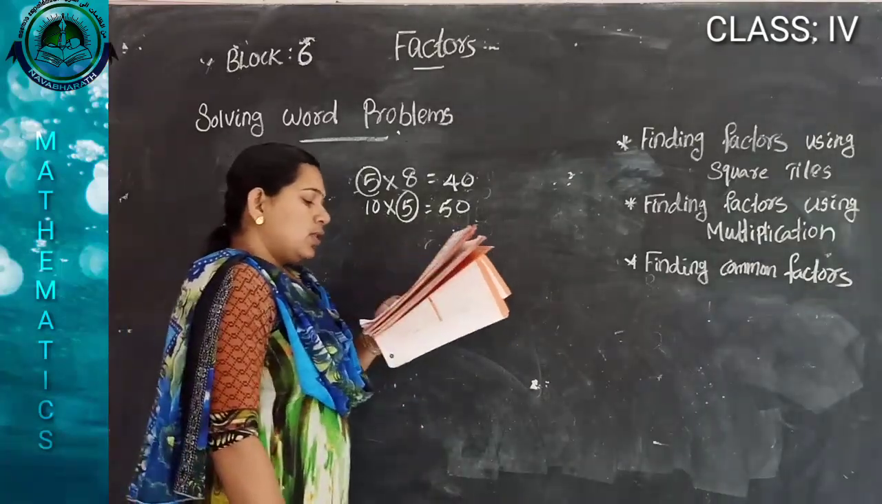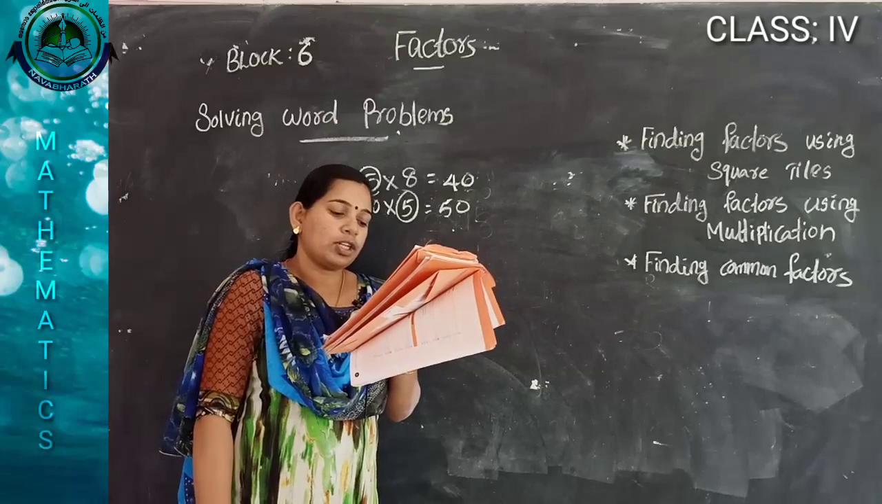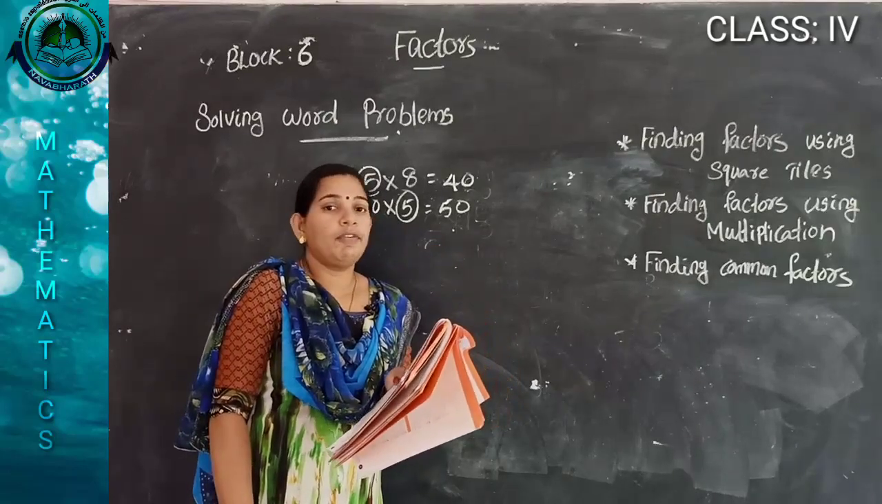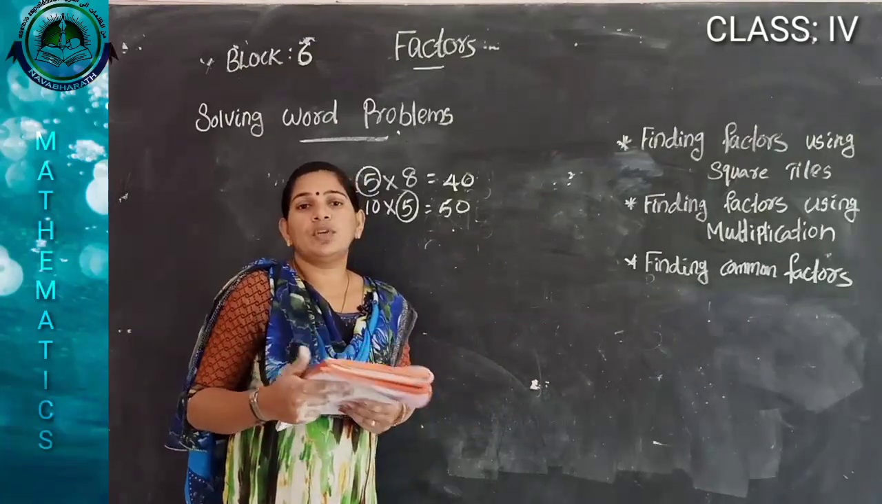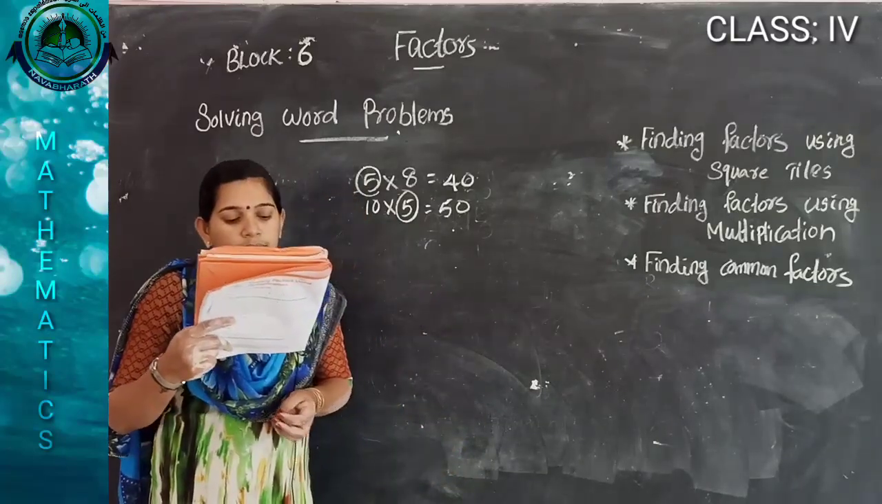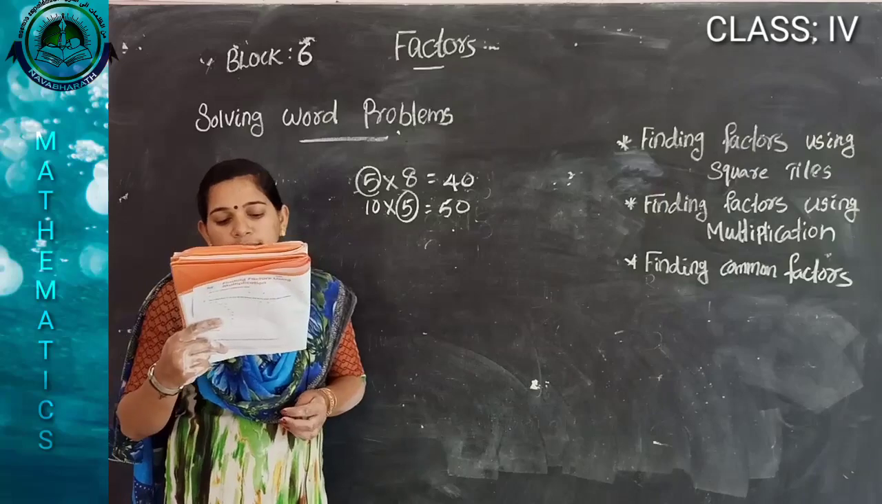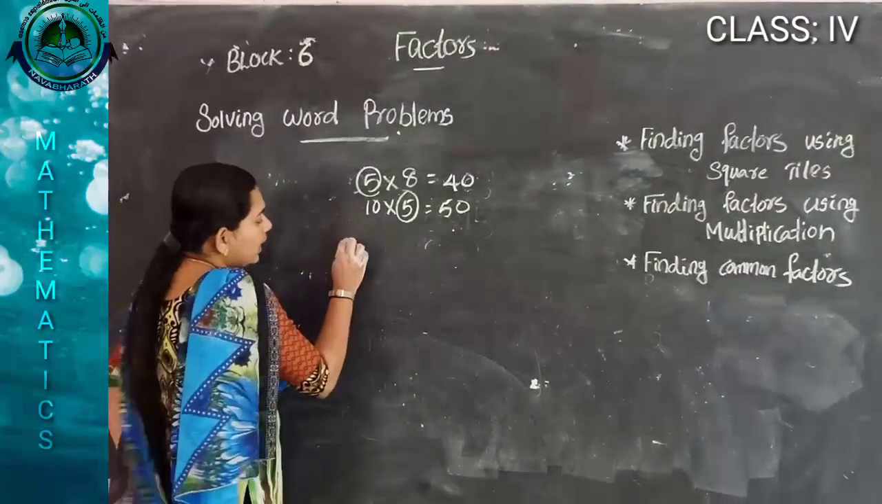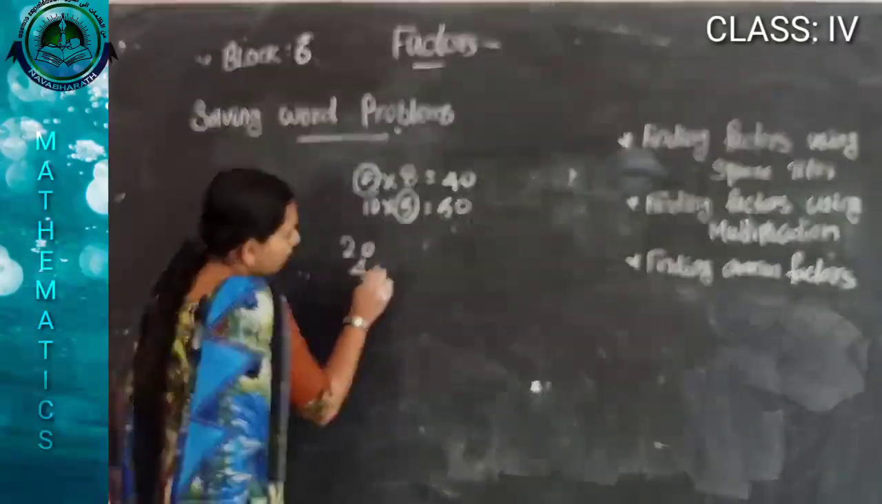Write whether true or false. 1 is a common factor of all the numbers. Yes. When we check, 1 is the common factor of all the numbers. Then the only common factors of 20 and 40. So we want to find the factors of 20 and 40.